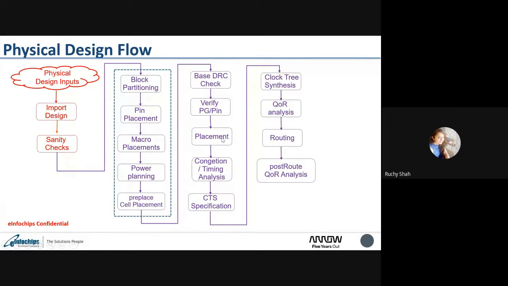Then we start the placement stage. After doing the placement, we analyze congestion and timing. It is not easy to get your desired QoR, quality of result, in one step. So you have to iterate many times, starting from macro placement to the placement stage again and again, until we get a better QoR. And once we get a satisfactory QoR, we can move to the CTS stage.